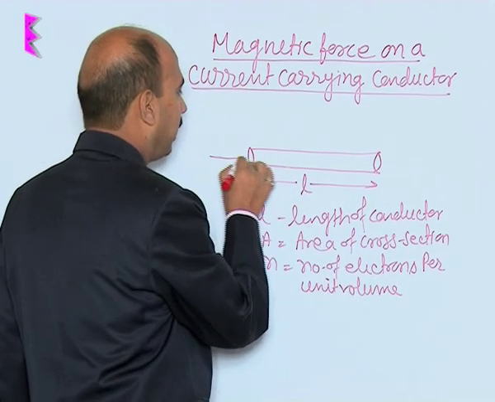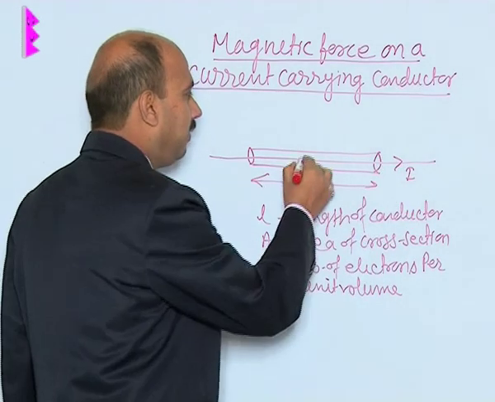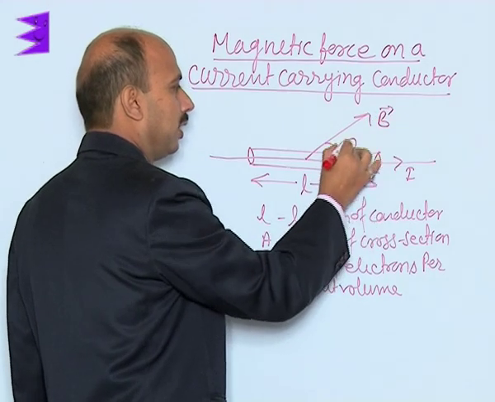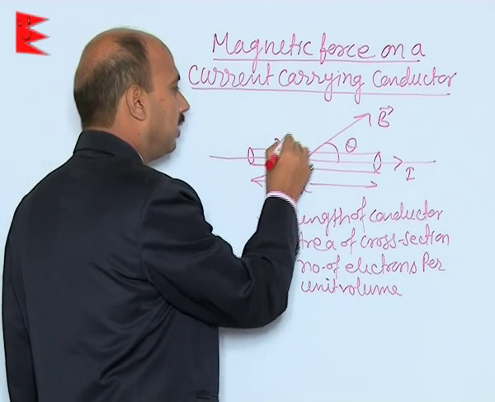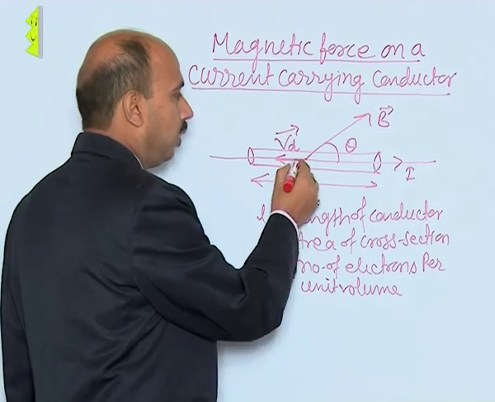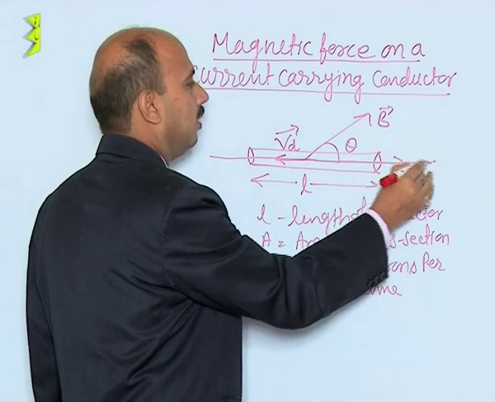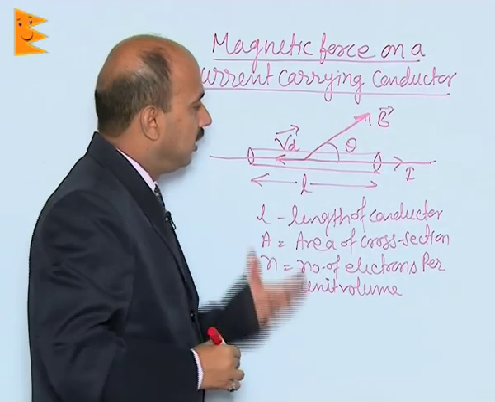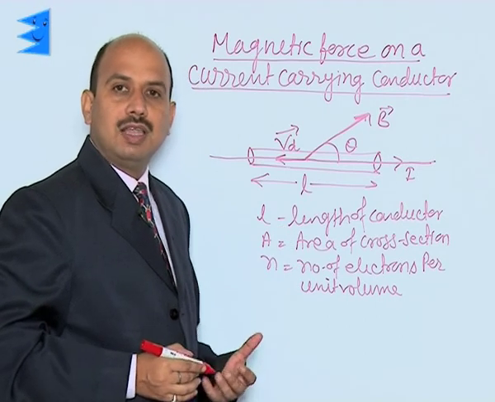Suppose current is flowing like this, in this direction I is going here, and magnetic field is acting somewhere here, that is B, and this angle over here is theta. The electrons are moving to this side, that is with velocity Vd, that is called drift velocity. So, now electrons are moving to this side, current is flowing to this side, and magnetic field is acting to this side.